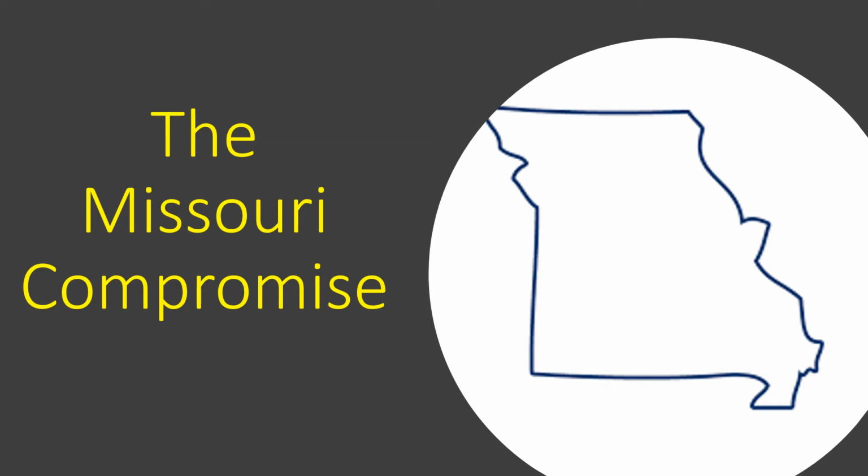Today we're going to go over how the possibility of admitting Missouri as a slave state in 1820 nearly led to a civil war in 1820.